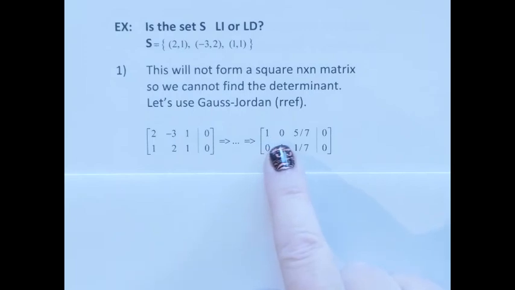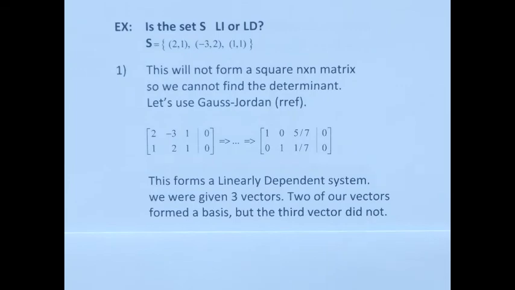And solving it, I end up getting this matrix right here. You've got column 1, column 2, column 3. You have c sub 1 times vector v sub 1, c sub 2 times vector v sub 2, c sub 3 times vector v sub 3. This forms a linearly dependent system. We were given 3 vectors. 2 of our vectors form the basis, but the third did not.